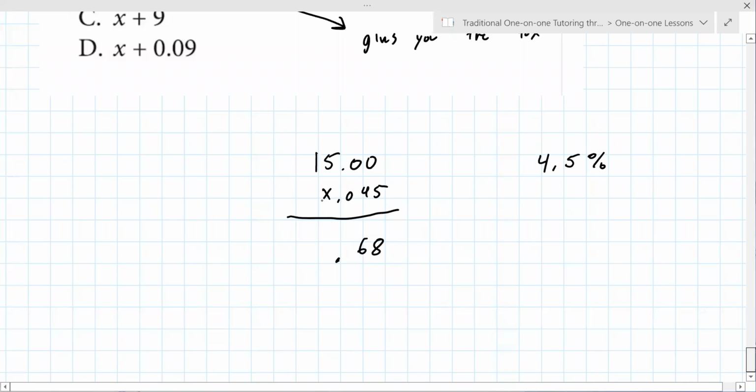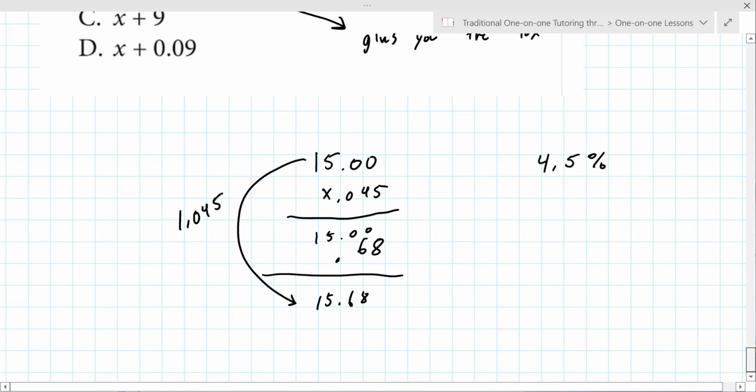Okay. And then if you add these together, if you add the 15 to that, it's 15.68, but you could go directly there by multiplying by 1.045. And if you don't believe me, go ahead and try it, and then you'll at least have one example of believing me.